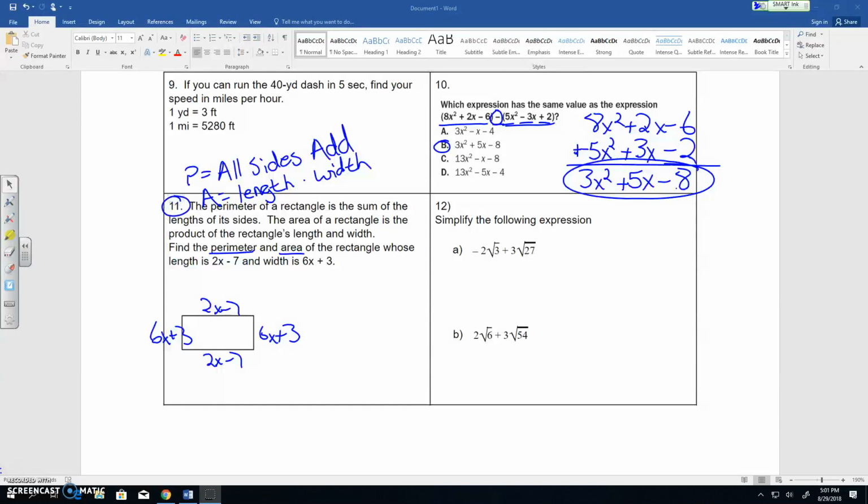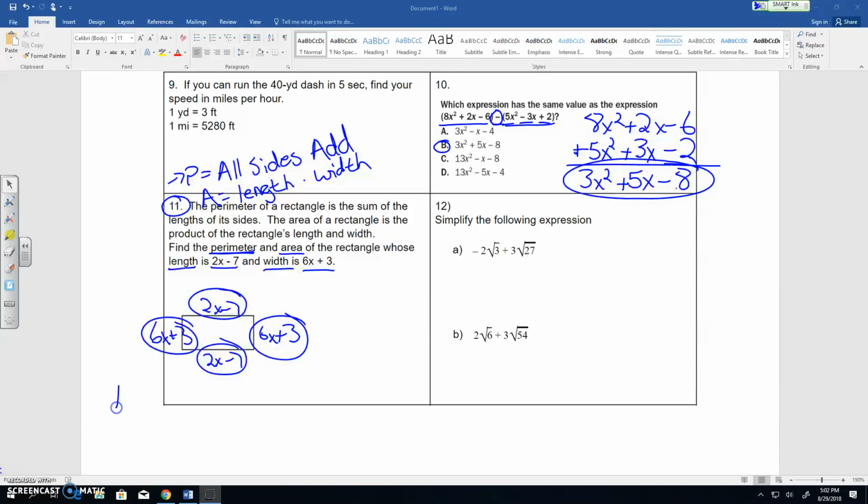So what I was saying was it says find the perimeter, and that perimeter is all the sides added together. It says that the length is 2x minus 7, so that's going to be 2x minus 7 and 2x minus 7. And the width is 6x plus 3, so that's going to be these two on this side. Now remember, it goes all the way around, so we need to add all of those together.